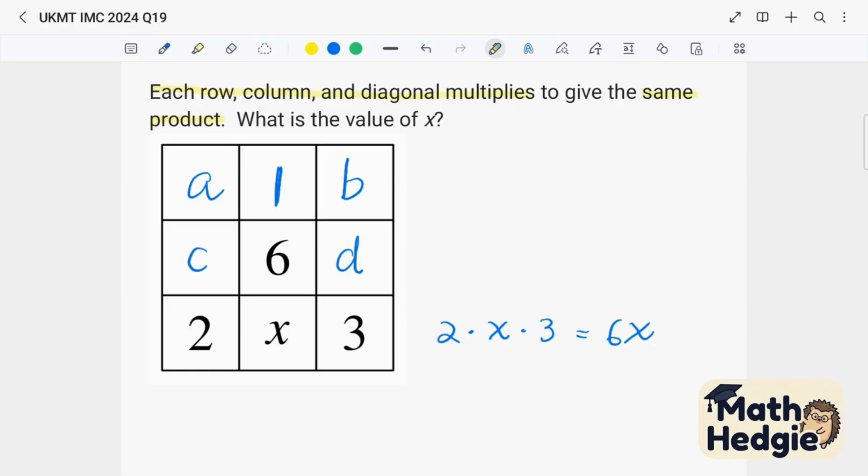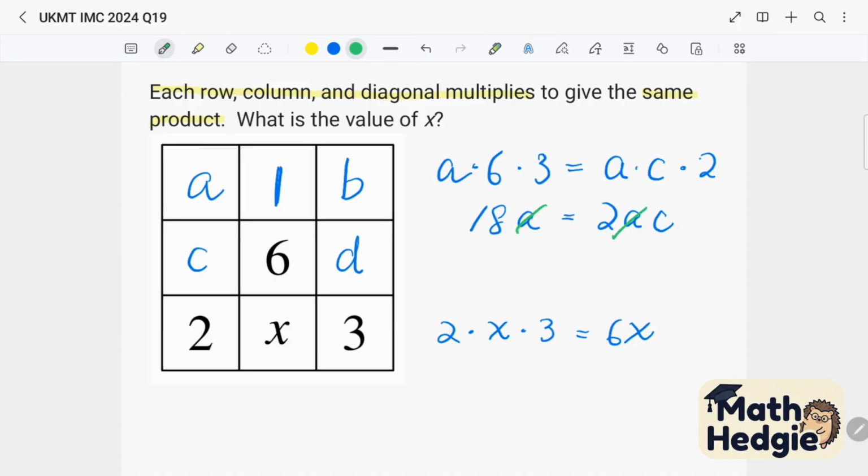It's a box that belongs to both the left column and this diagonal. That means A times 6 times 3 equals A times C times 2. If we cancel out A from both sides, we'll get 2 times C equals 6 times 3. So C equals 9. Boom!